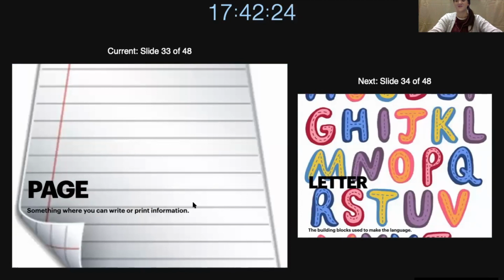Next we have page. So referring to my drawing from earlier, this is a page, this is a drawing. 2 different things.